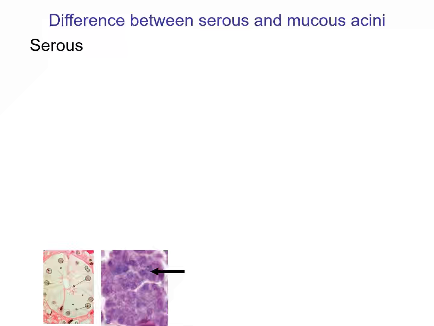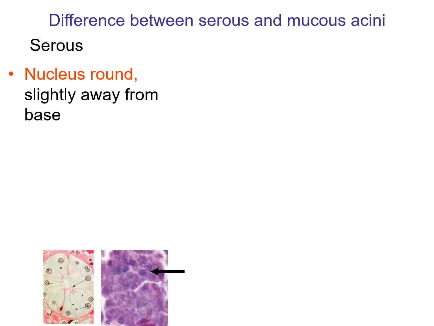So now, after studying the sections of the parotid and submandibular gland, we can differentiate between the serous and the mucous acini. In the serous acini, the secretory cells have a nucleus that is round and slightly away from the base. So this is a diagram showing the serous acini. You see the real picture. The nucleus is round or spherical and slightly away from the base. And this is the lumen of the acinus.